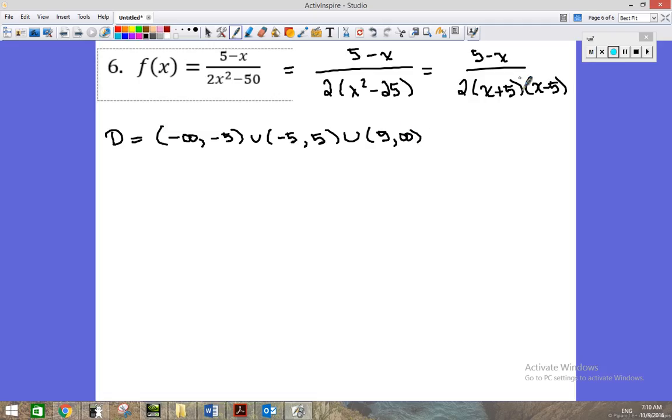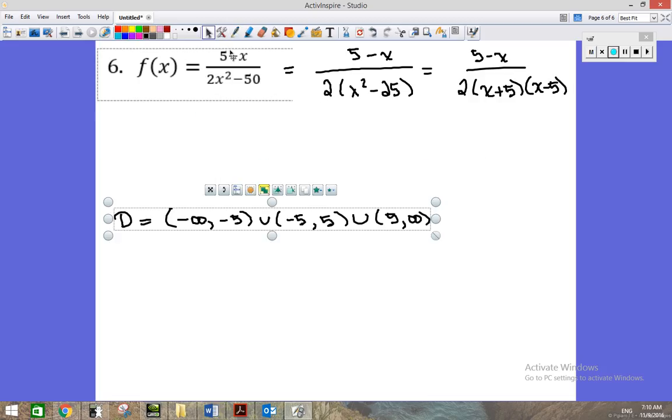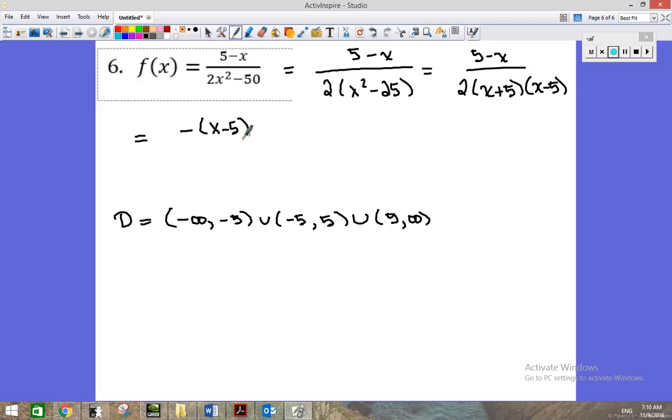Now I can look to see if anything cancels. Does this fraction reduce? And it does. I will take the opposite of 5 minus x, which is x minus 5, and I can see then that that factor of x minus 5 cancels with this factor of x minus 5. That x minus 5 divided by x minus 5 is just 1. So I have negative 1 divided by 2 times the quantity x plus 5.